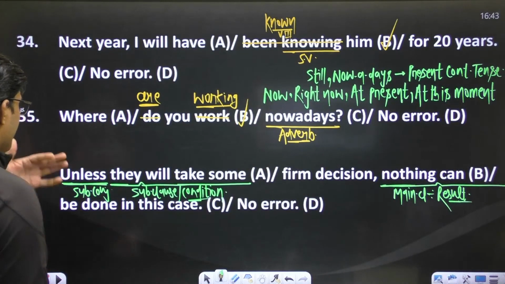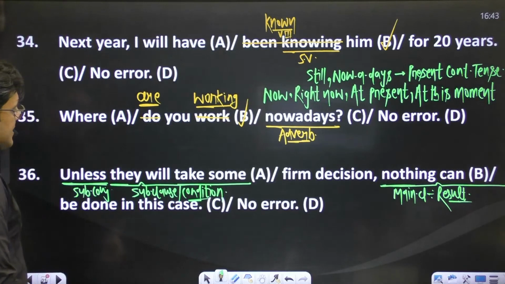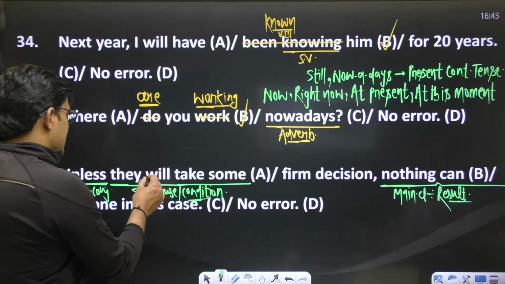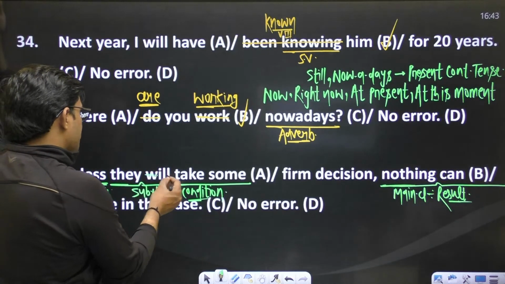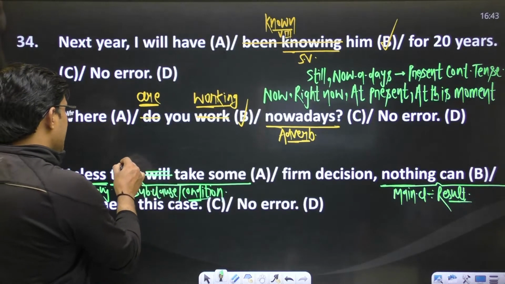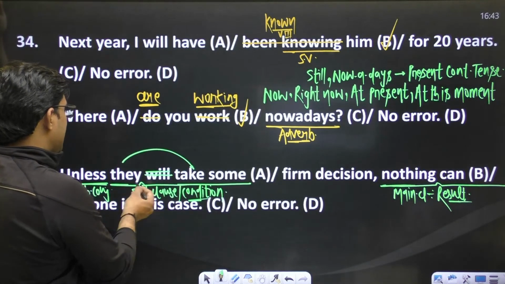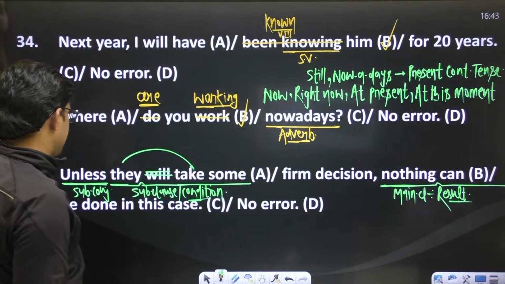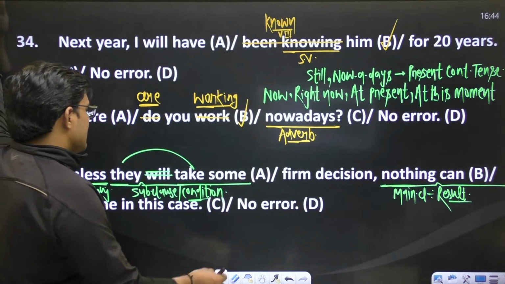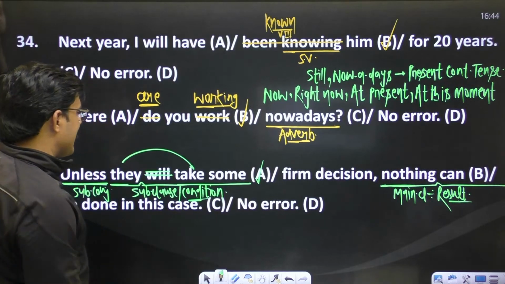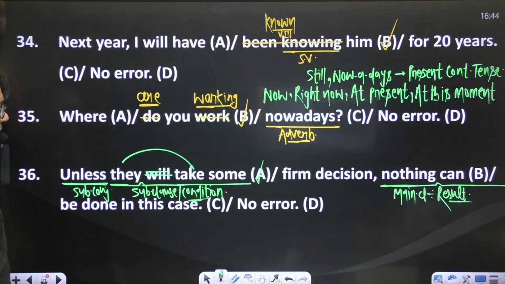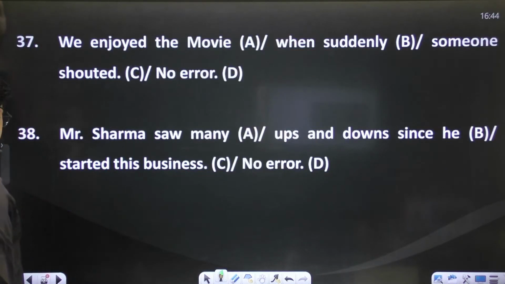So if you apply it in the sentence, "unless they will," you have to change this future indefinite into present indefinite. If you drop "will," just speak like: unless they take some firm decision, nothing can be done in this case. So by doing this you will have an error in part A. Error is in part A. Okay, move to the next one.